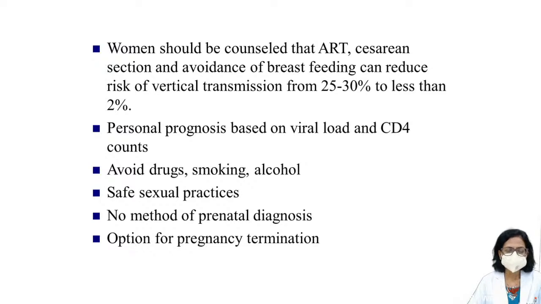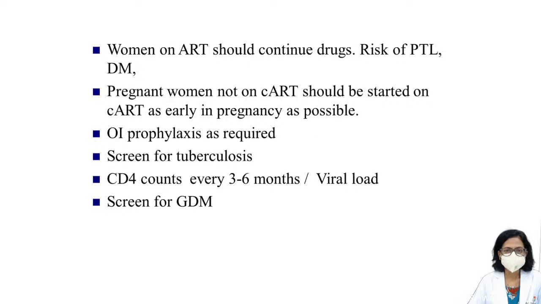She should be asked to avoid smoking, drugs, and alcohol. Educate about safe sexual practices. She should be counseled that there is no method of prenatal diagnosis to see if the baby is going to be infected or not, and there is no intervention that can reduce the risk of transmission to 0%. An option of pregnancy termination can be given if she wants.